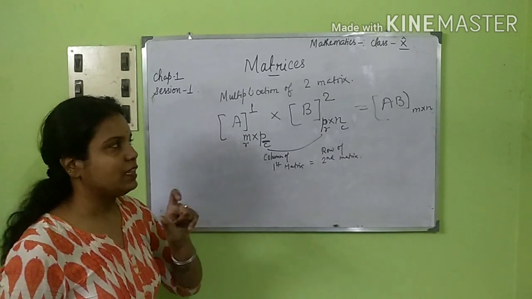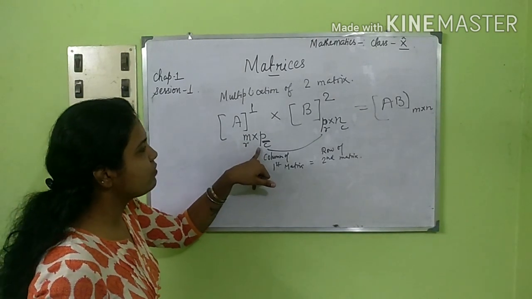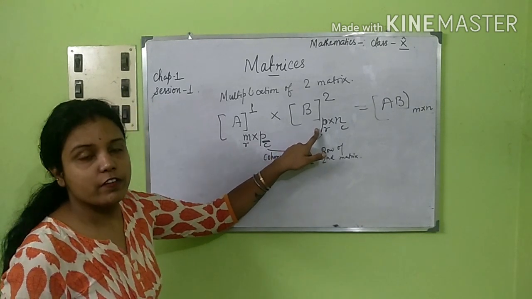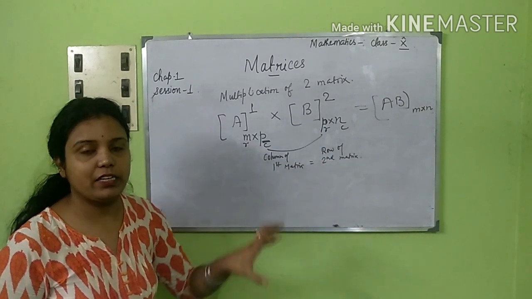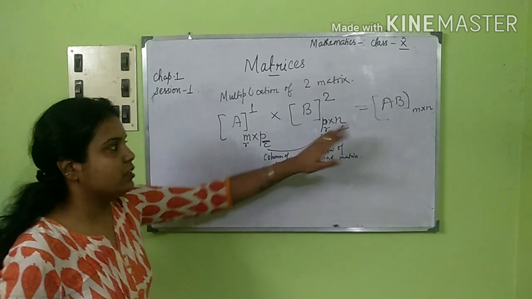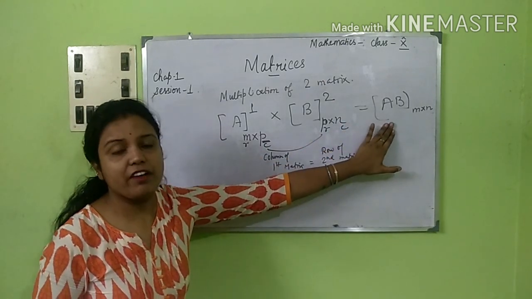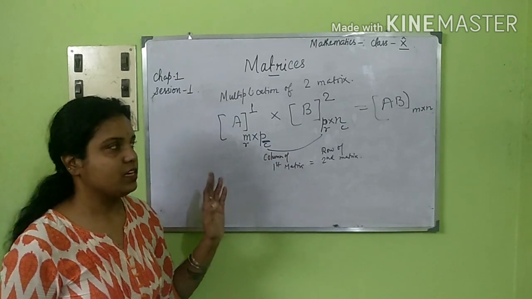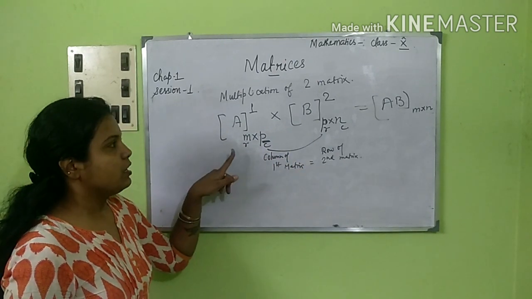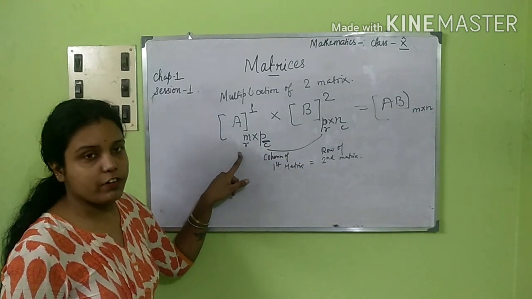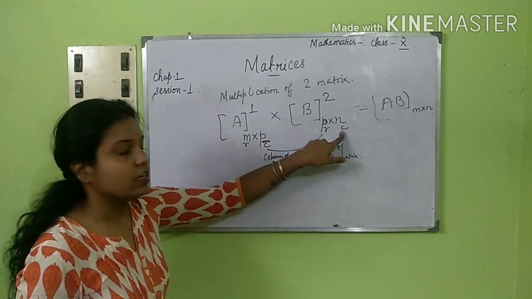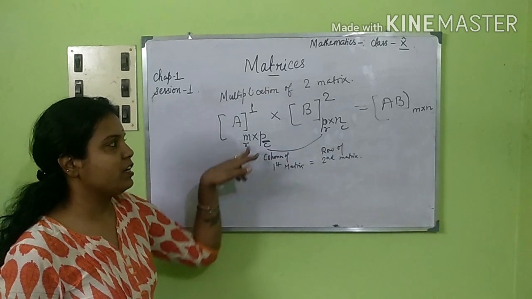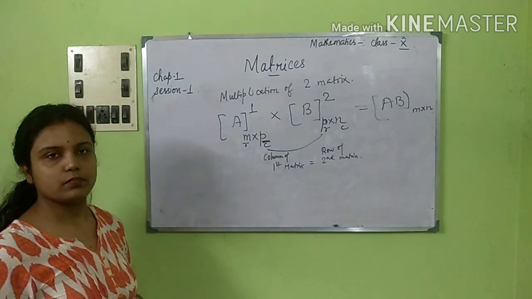Just note it down that the column of the first matrix should be equal to the row of the second matrix. This is the criteria. And the matrix which we get after the multiplication of two matrices, the order is row of the first matrix cross the column of the second matrix. That is why I have written M cross N.